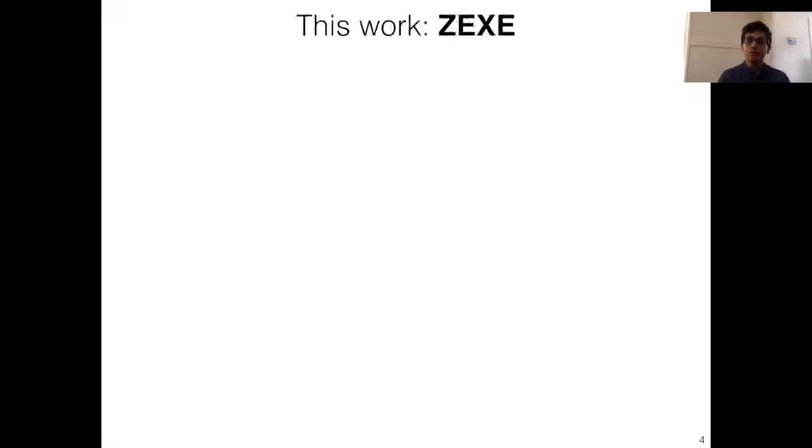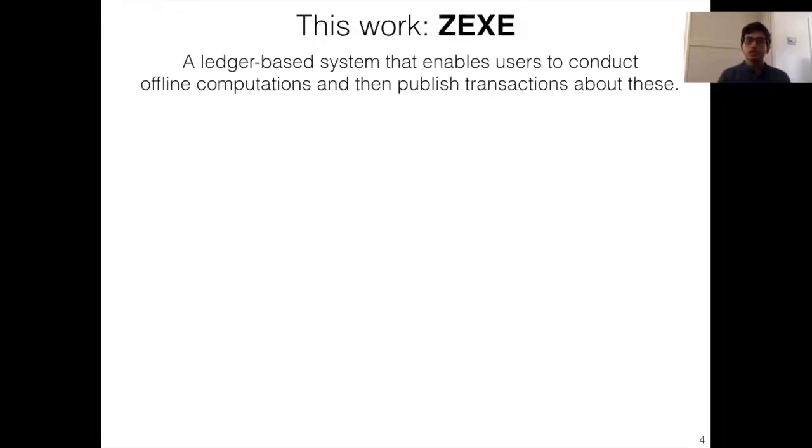Okay, so to solve this problem, we propose ZEXE, which stands for Zero Knowledge Execution. This is a system for allowing users to conduct computations offline and then publish transactions attesting to the correctness of these computations to the ledger. From a privacy perspective, what ZEXE guarantees is that the transaction reveals no information about the offline computation, which means which program was executed, what data was provided as input to the program, and who invoked that program. All of that information is completely hidden.